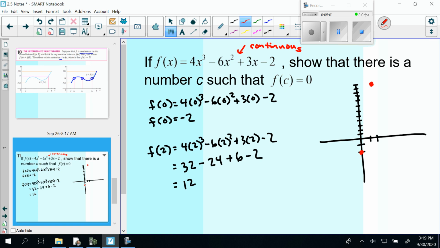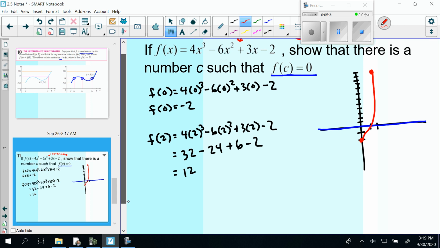So if this is a continuous function, here again is our f of c equals 0. Is there any way to connect these, with this being a continuous function, that I don't go through that line? Nah, there isn't. So what we can do now is use the intermediate value theorem to say that.